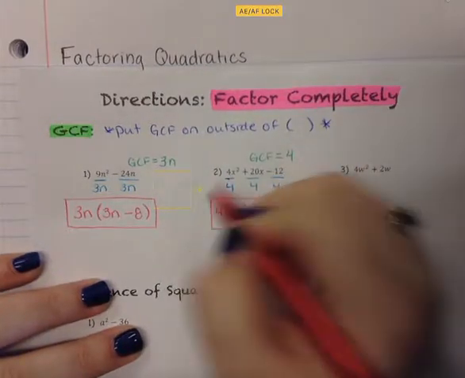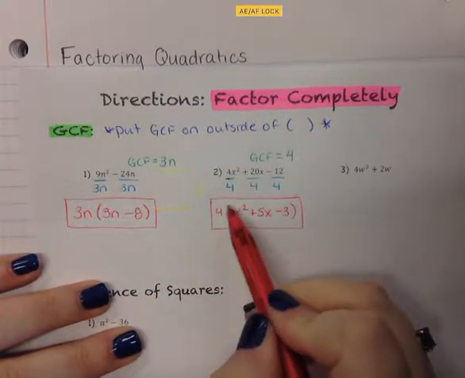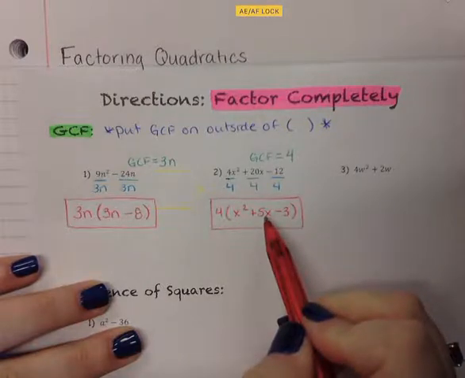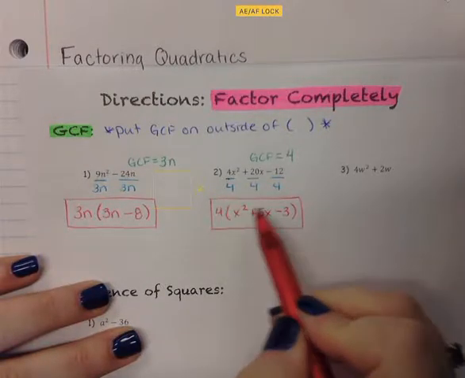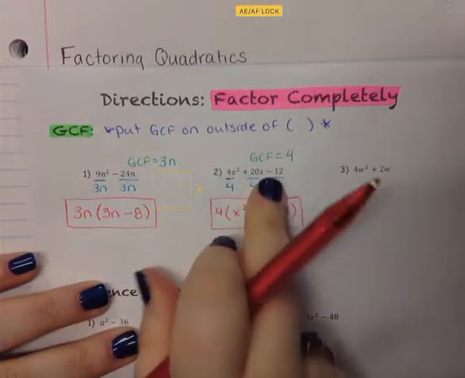And I can also check to make sure that this gives me my original. Distribute: 4 times x squared is 4x squared. 4 times 5x is 20x. 4 times negative 3 is negative 12. So yes, this would give me back my original.